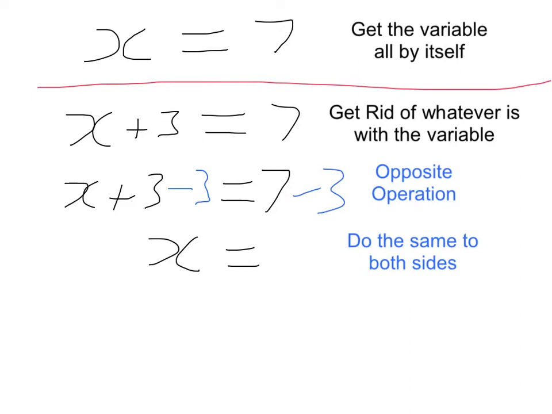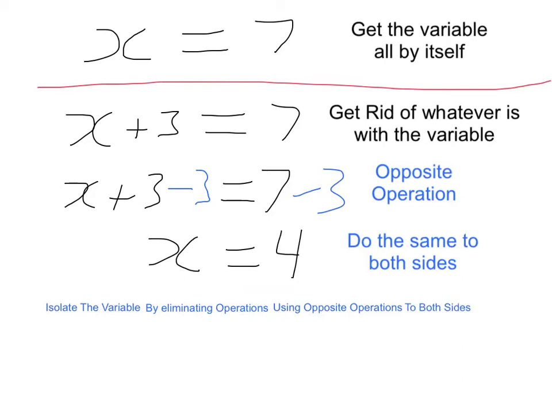On the right side, you can see that we've got 7 minus 3 here, which we now know as 4. So you can see that we've isolated the x, we've put the x on one side all by itself, there's nothing else attached to it, so our answer is x is equal to 4. In summary, we want to isolate the variable by eliminating operations using opposite operations to both sides.